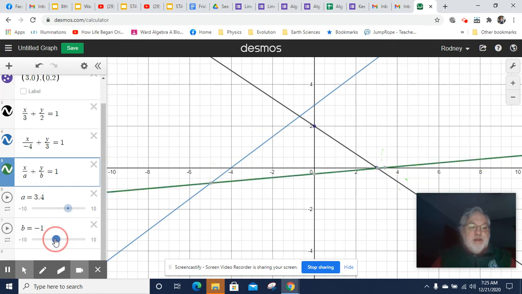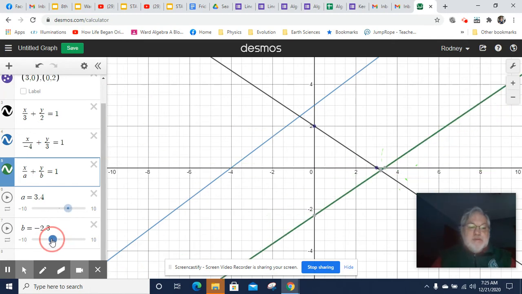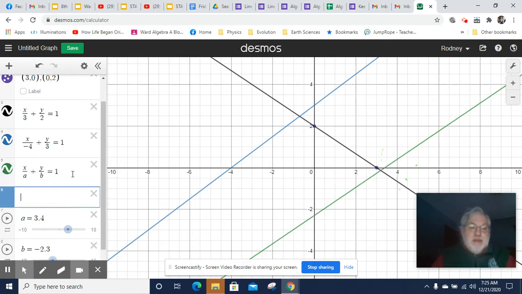If I change the value of my y-intercept, it moves to a new place as well. So now it's at negative 2.3. I can click on that. That is definitely negative 2.3. And I'll go ahead and make points.